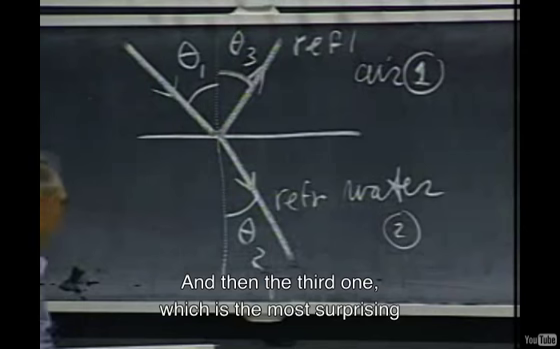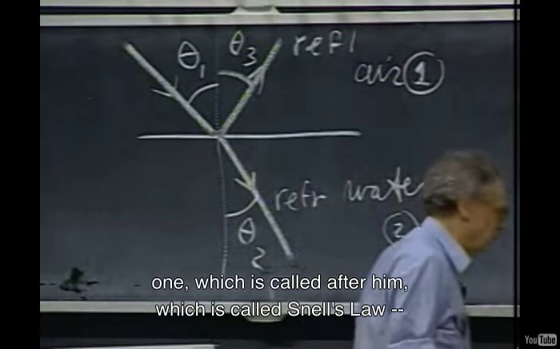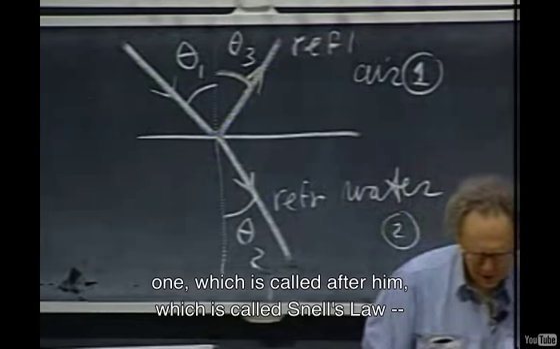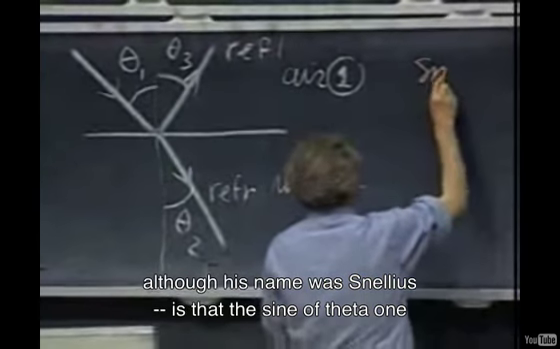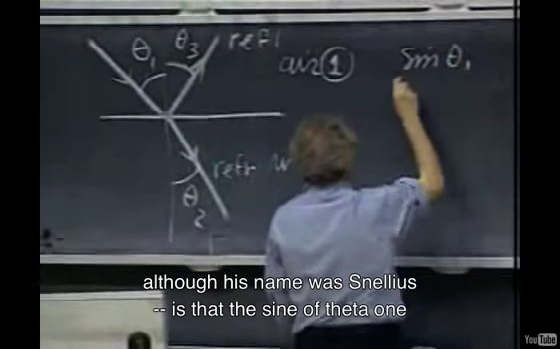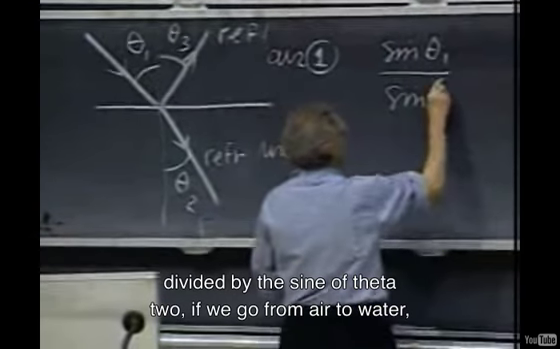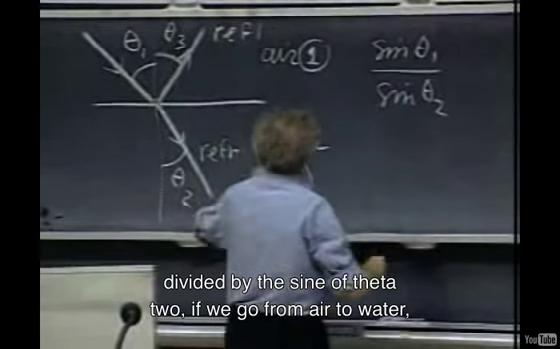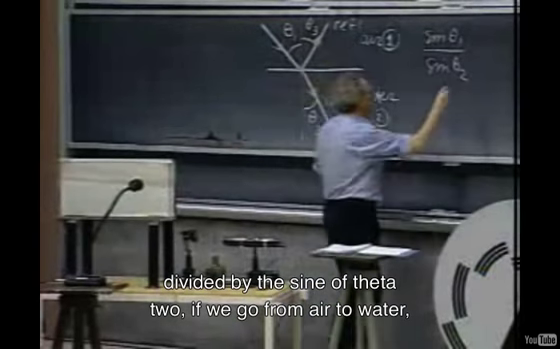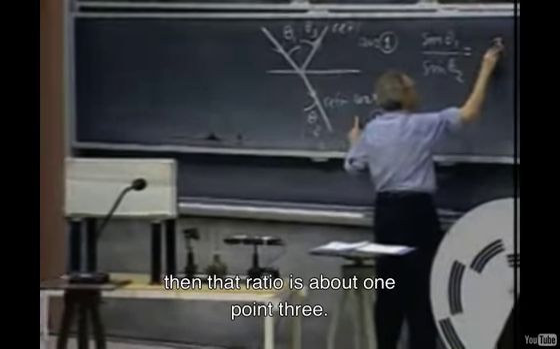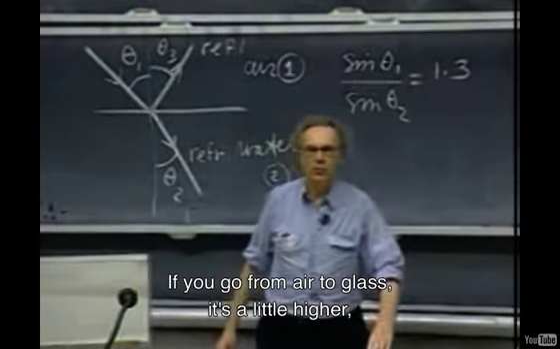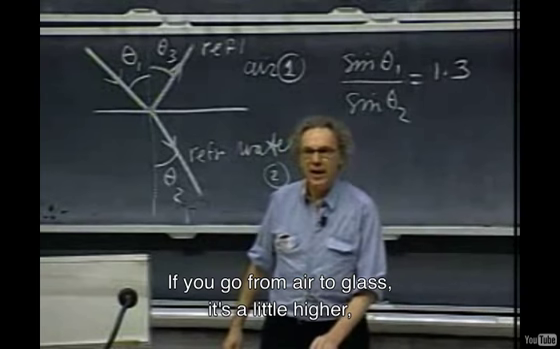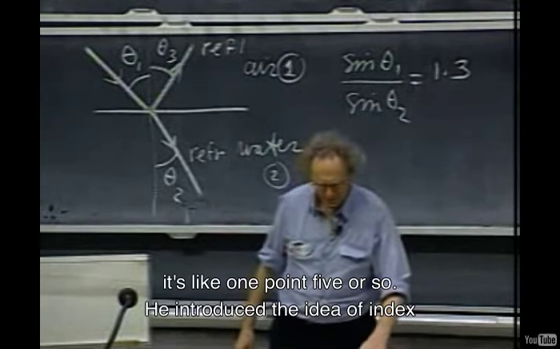And then the third one, which is the most surprising one, which is called after him, Snell's Law, although his name was Snellius, is that the sine of theta 1 divided by the sine of theta 2, if we go from air to water, then that ratio is about 1.3. If you go from air to glass, it's a little higher. It's like 1.5 or so.